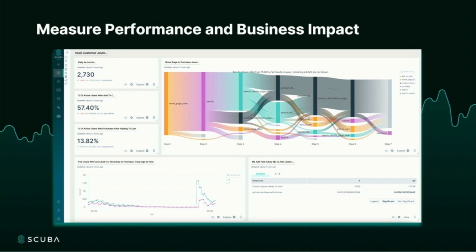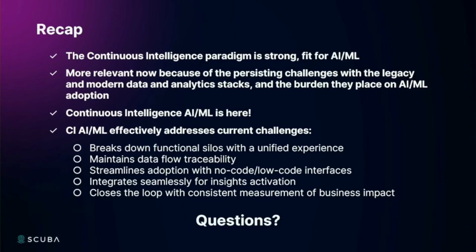This is an example of how continuous intelligence would work, all the way from connecting data, making discovery, and activating that insight into execution platforms, measuring impact back into the same experience. I believe it's a powerful paradigm to continue to pursue. Recap: the CI paradigm is very strong, very fit for AI/ML, more relevant now given the challenges we're facing with the legacy and modern stack.